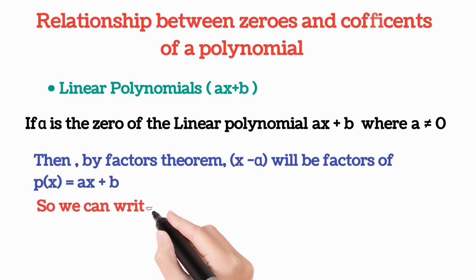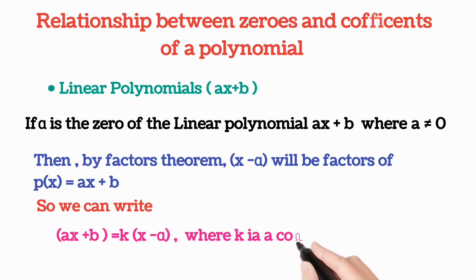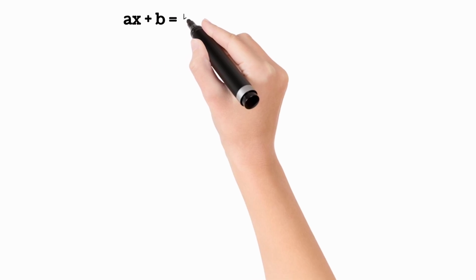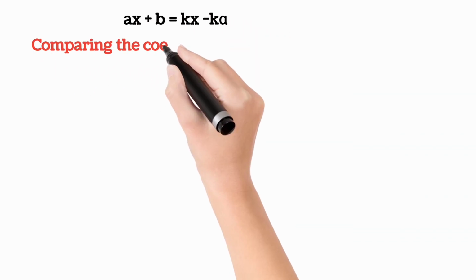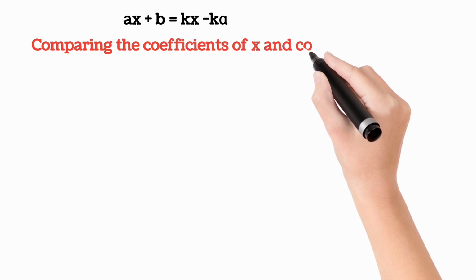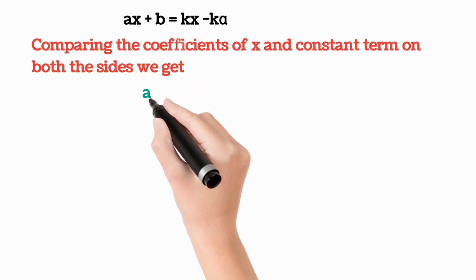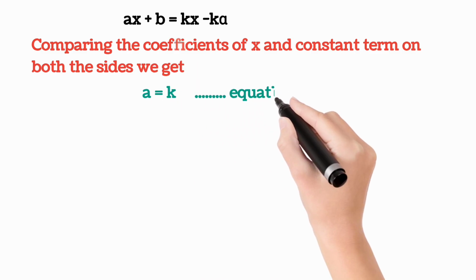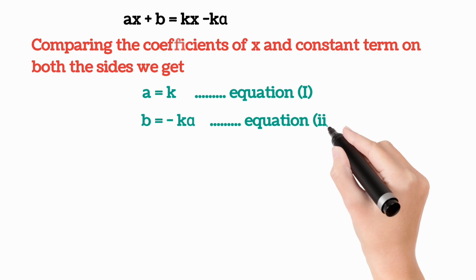So we can write ax plus b equal to k into x minus alpha, where k is a constant term, that is equal to kx minus k alpha. So ax plus b equals kx minus k alpha. Comparing the coefficients of x and the constant term on both sides, we get a equal to k, equation 1, and then b equal to minus k alpha, equation 2.